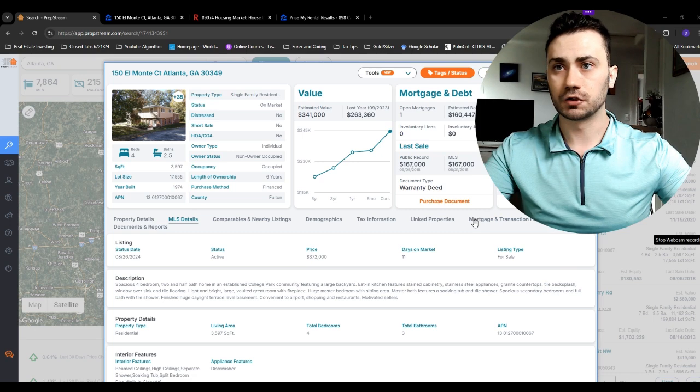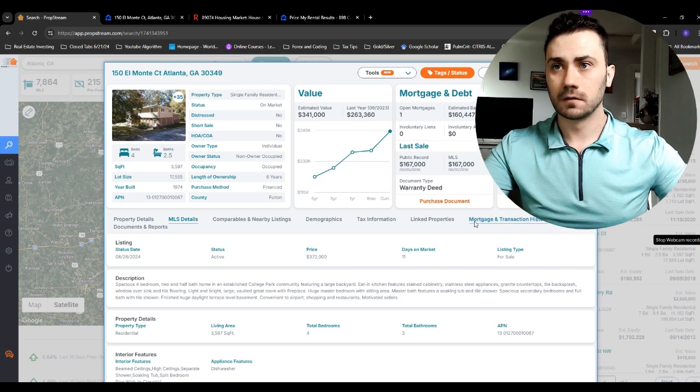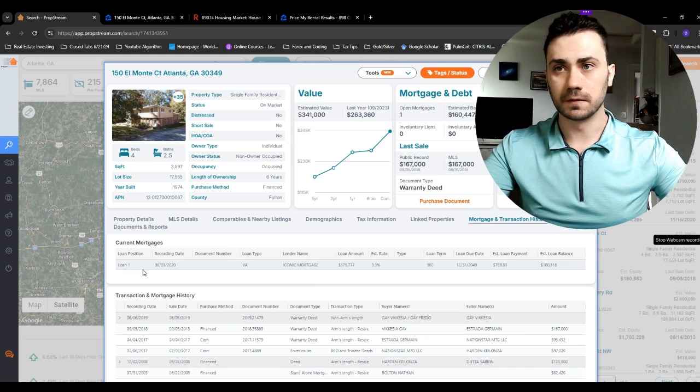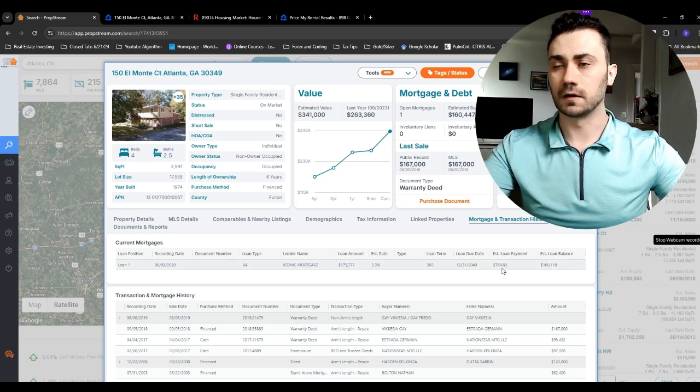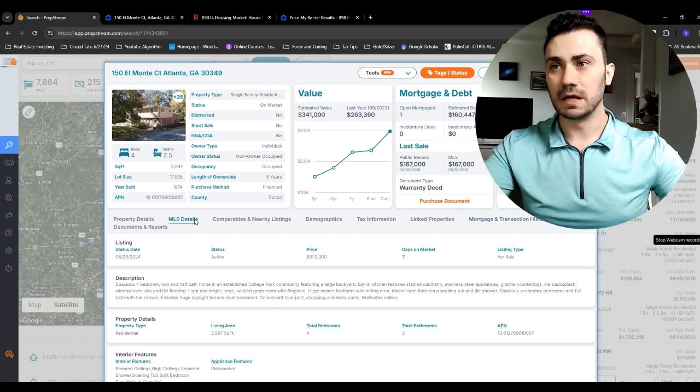If we head over to the mortgage and transaction history, we can see here that there's only one loan associated with this property with an estimated principal balance of $160,000. We have an estimated loan payment, and the estimated interest rate is 3.3%. And so we know immediately this property has equity. So when a property has equity, a substantial amount of equity, we're essentially going to be giving them a down payment at closing, same way that we would with a seller finance transaction. We're still going to give them a monthly payment, but it'll technically be substantially less just because we have to deal with another loan that's already associated with the property.